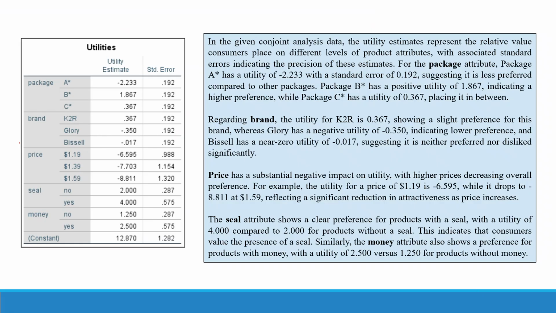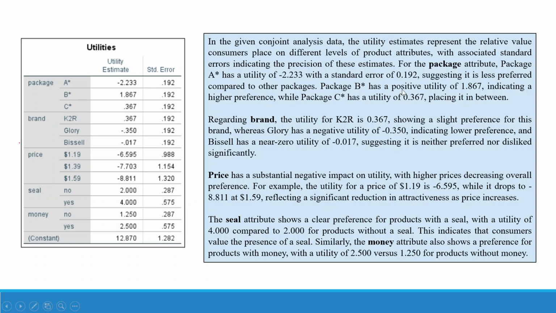We start with utilities. Package ABC, its utility estimates, brand, its utility estimates, price, seal, and money. In the given conjoint analysis data, the utility estimates represent the relative value consumers place on different levels of product attributes, with associated standard errors indicating the precision of these estimates. For the package attribute, package A asterisk has a utility of minus 2.233, this one, with a standard error of 0.192, suggesting it is less preferred compared to other packages.